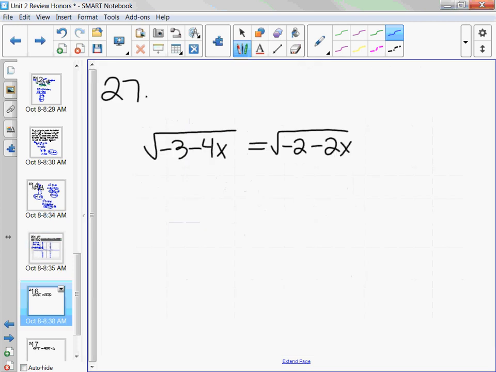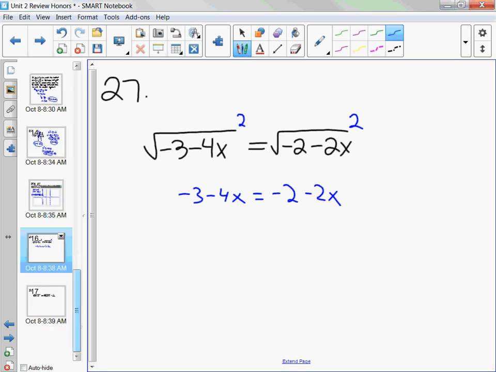Number 27, we are solving this radical equation. This is actually a pretty simple one because they have a single square root on both sides. All we have to do to get rid of the square root is square both sides, and that gives us negative 3 minus 4x equals negative 2 minus 2x. And so I get to solve that linear equation. I am running out of time right now, the bell rang, so I am going to let you solve that linear equation.